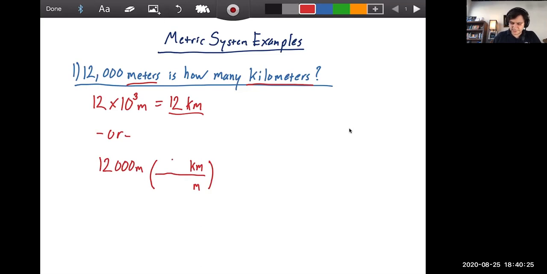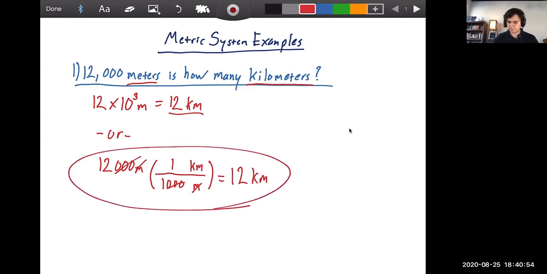So I want this to be 1. So I would say, oh, well, 1 kilometer is the same as 1,000 meters. So 1 kilometer divided by 1,000 meters is just 1. And now you can go ahead and cancel out your meters, have these 3 zeros here, so cancel out those 3 zeros, and you're left with 12 kilometers. So this process right here is going to be a staple that is guaranteed to work no matter how complicated the situation gets. You just have to keep track of things as you move along.